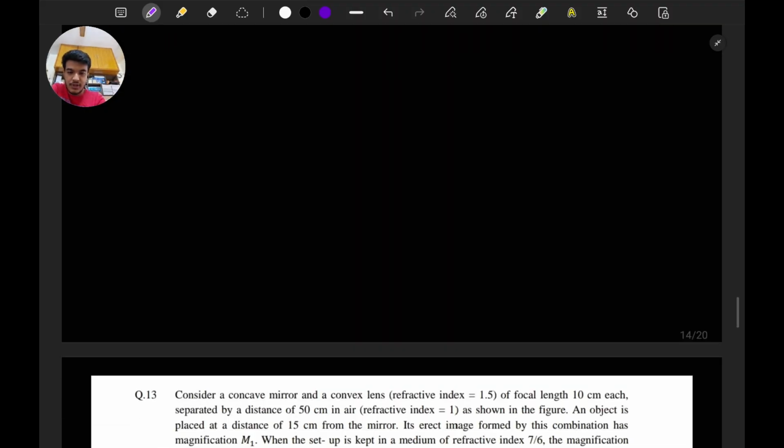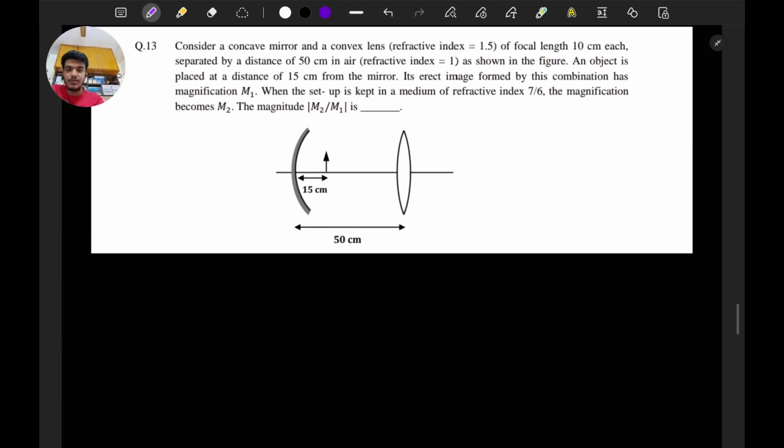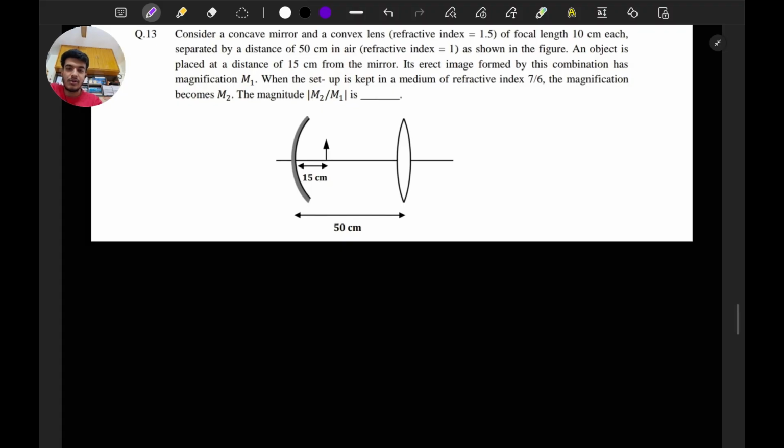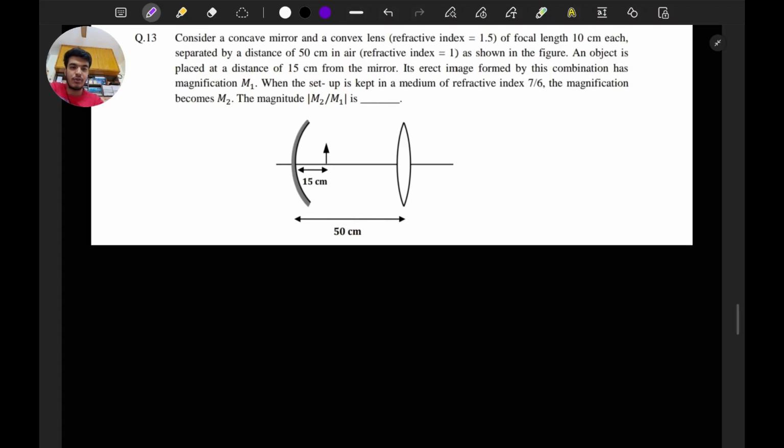Okay, so let us move on to question 13. This is a question from optics, the first question that I encountered from optics. Consider a concave mirror and a convex lens of refractive index 1.5, of focal length 10 centimeter each, separated by a distance of 50 centimeter in air, which obviously has refractive index 1.